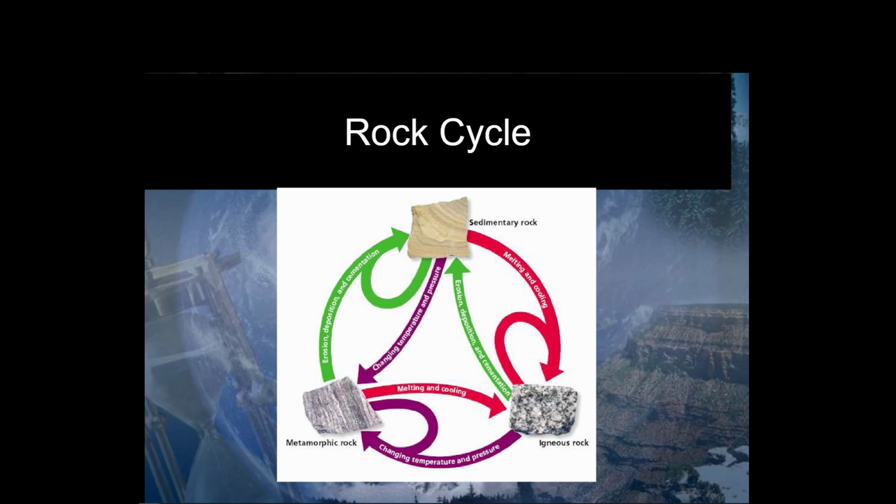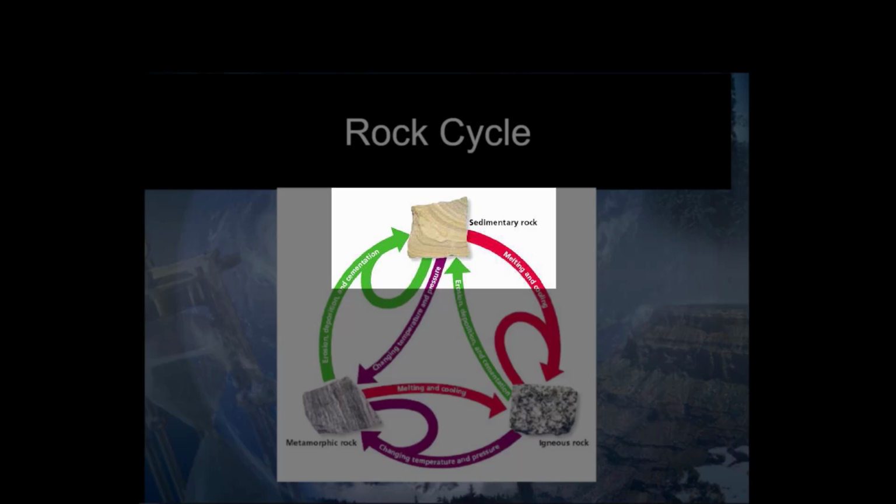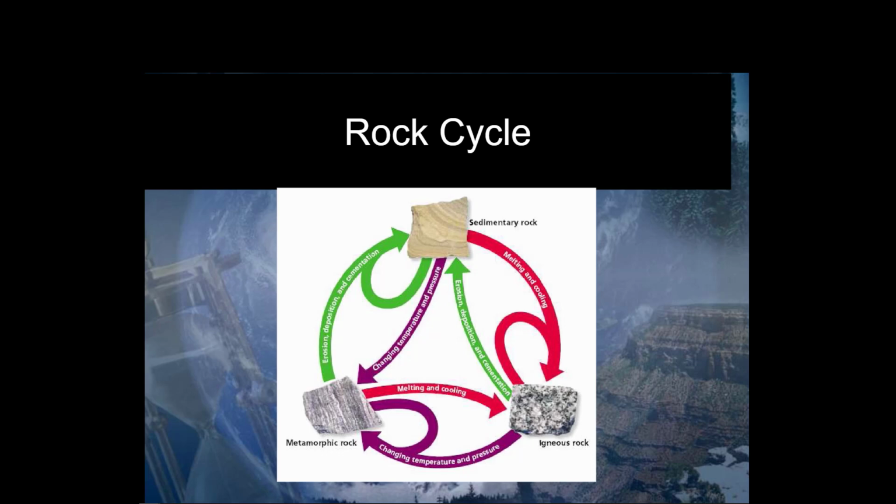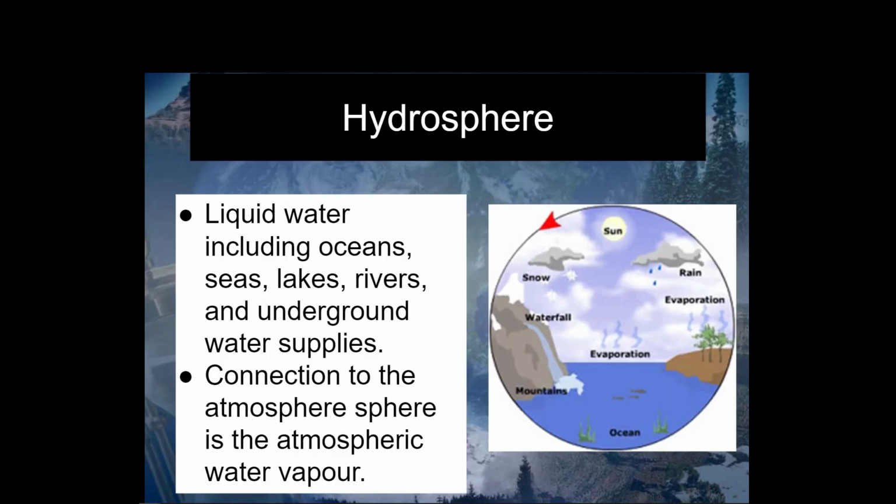In earlier grades, you might have also talked about the rock cycle, which you see here, which is the creation of the 3 types of rocks: the igneous, metamorphic, and sedimentary rocks. The sedimentary rock is the rock type that wouldn't have formed unless another sphere was actually involved in the process. If you guessed it was the hydrosphere, you're correct.